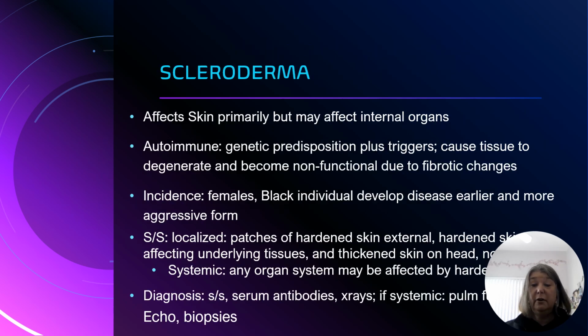Now we're moving on to scleroderma. Scleroderma is just a weirdo disease. It primarily affects the skin, but can involve internal organs. It's autoimmune. Exact cause is unknown. It has external triggers, of course. What happens basically is the accumulation of collagen related to an autoimmune reaction causes tissue damage.